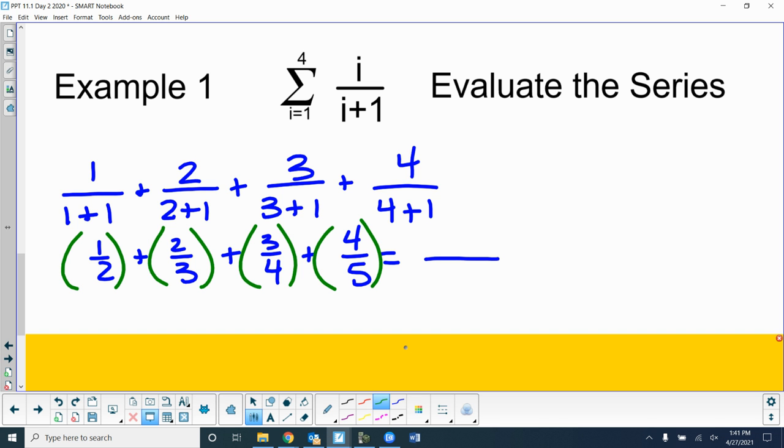So Kennedy got it. That's the answer. 2 point something. 2 and 43/60. You wrote it as a mixed number, but usually we write it as an improper fraction. Questions on what we did to get that? Everyone understand why we used 1, 2, 3, and 4? Okay.